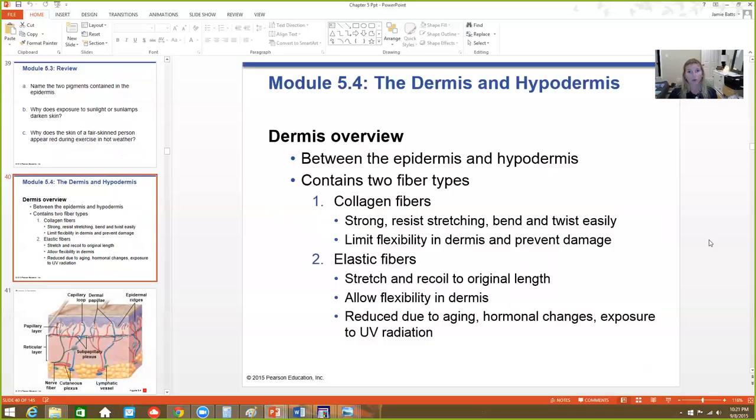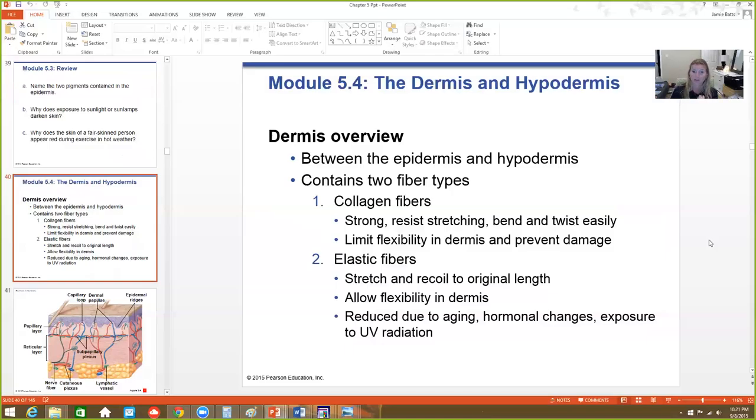Let's move in through the epidermis to the dermis and the hypodermis. So between the epidermis and hypodermis is the dermis. There's two main types of fibers. These fibers should sound familiar to you from chapter 4. You have collagen fibers. They're very strong. They resist stretching. They bend and twist. They are going to limit the flexibility. They're going to help prevent damage. So these are our strong, strength-giving fibers. Then we have elastic fibers. Elastic fibers stretch and recoil.